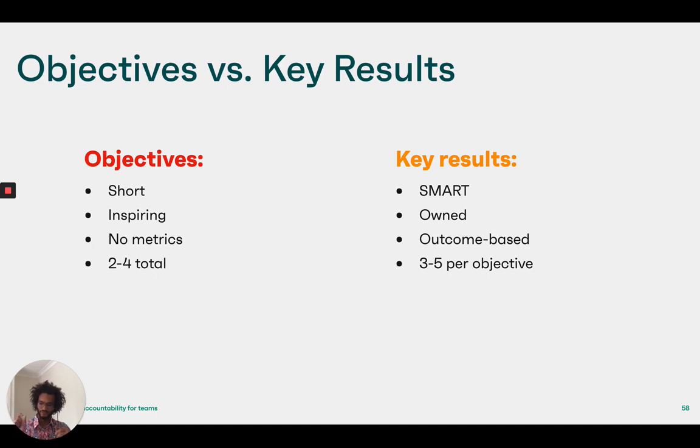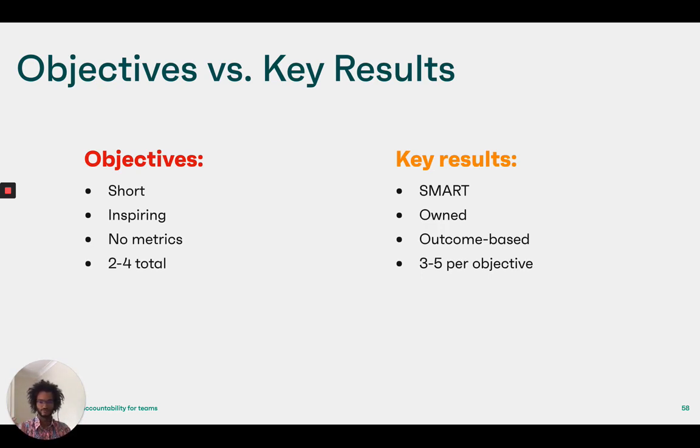It doesn't mean that that person has to do everything for that key result. It just means that there should be one point of contact that can explain what has to happen for that key result and what the team is doing to make progress. You also want, as we talked about, to keep them outcome-based, which means write them from the perspective of the customer, not from the perspective of the team.